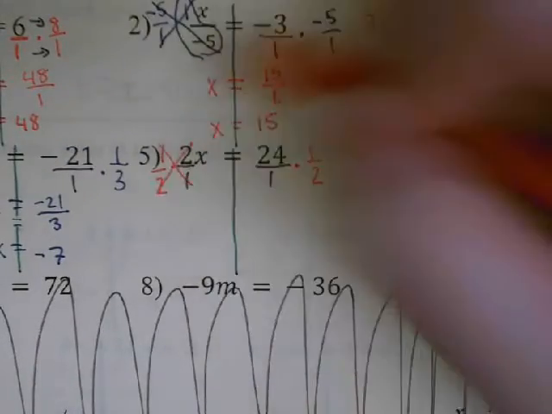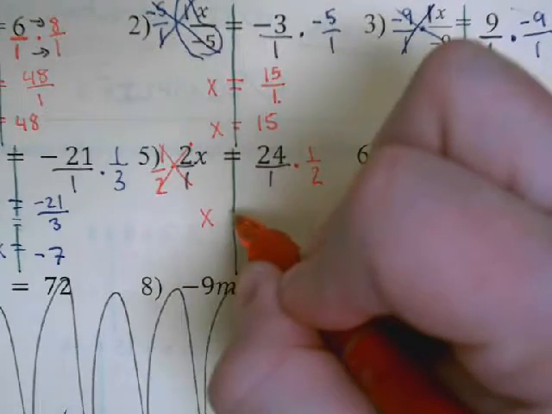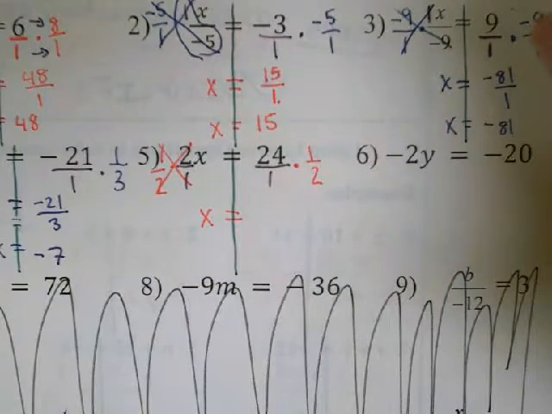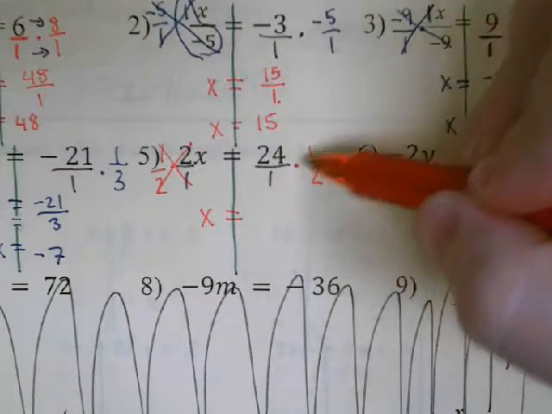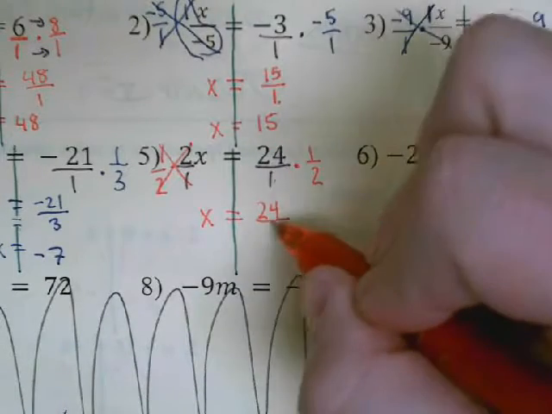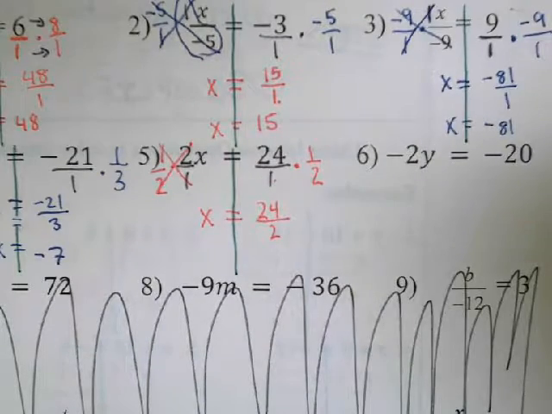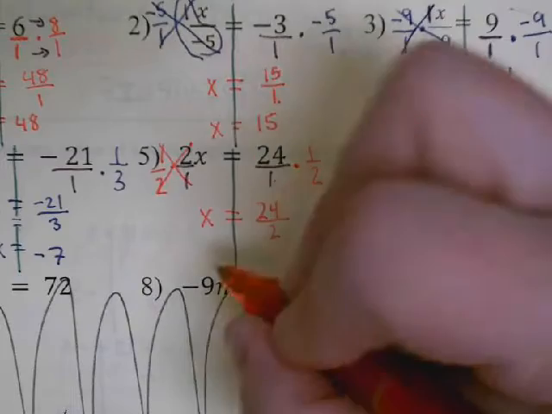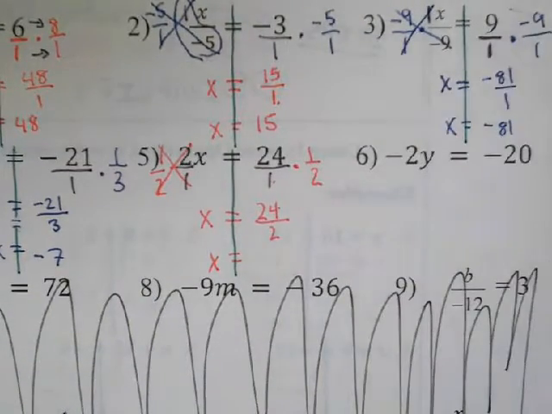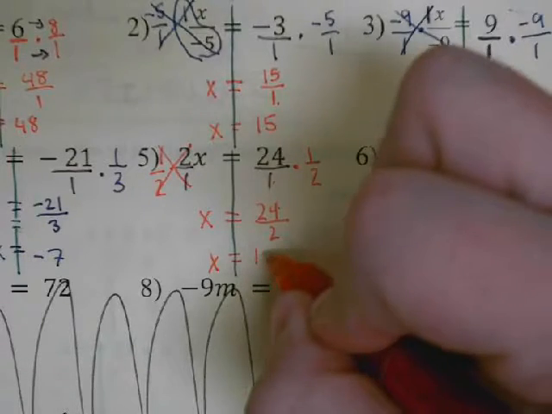My fractions cancel on my left-hand side, and we'll have x equals, multiplying our numerators together, 24 times 1 is 24 over, and 1 times 2 is 2. Now we'll do our division to finish up the problem, and we'll have x equals 24 divided by 2 is 12.